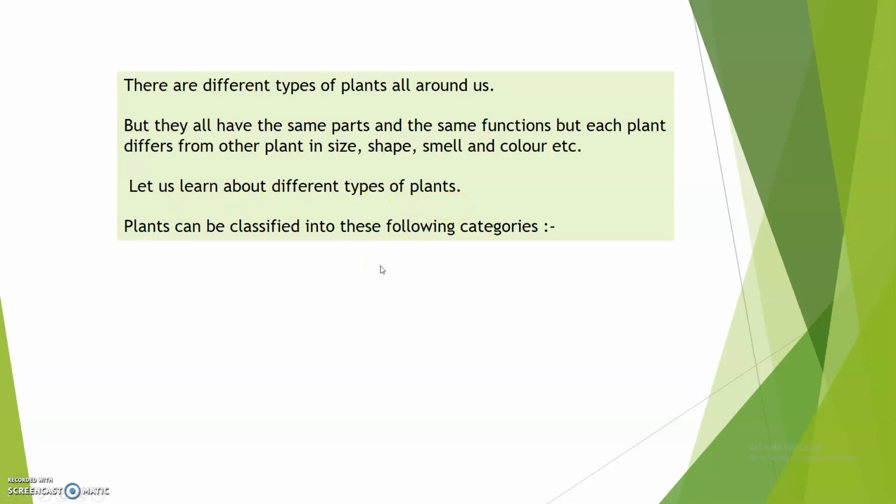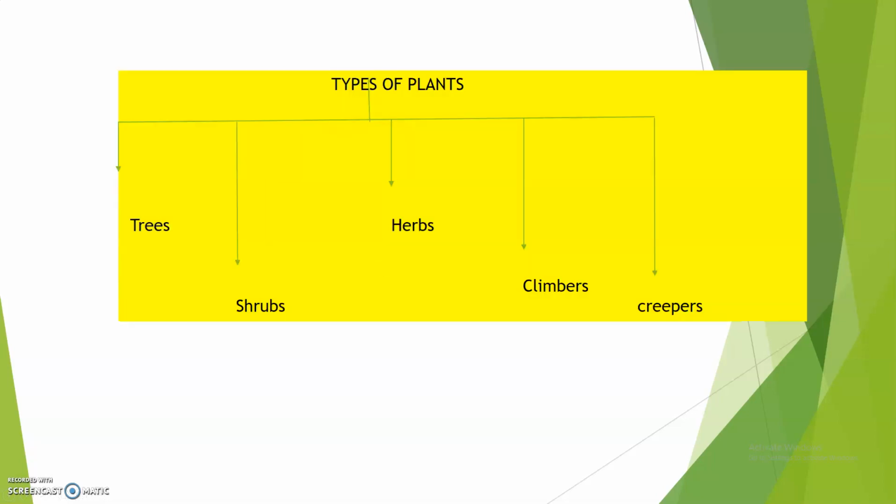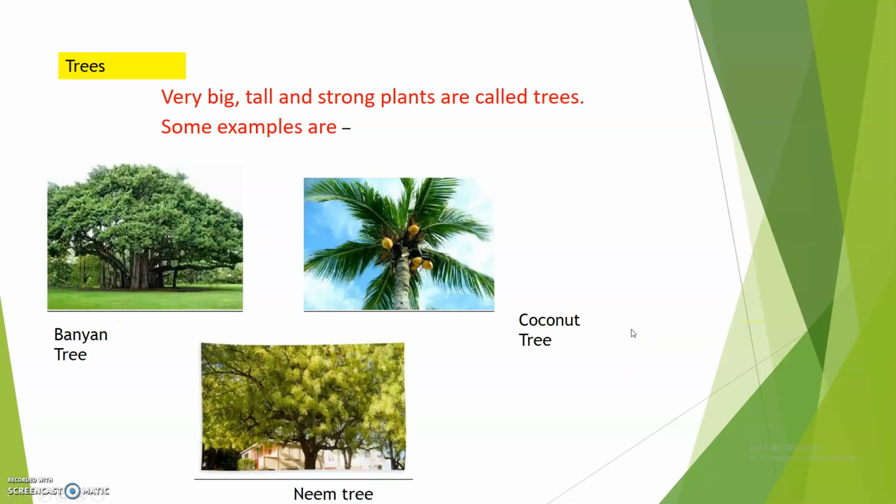Plants can be classified into the following categories. The very first category is tree, then shrubs, herbs, climbers and creepers. These are all examples of trees. Very big, tall. Can you see? It's very big. Similarly, this one is also very big. Neem tree is also very big. They all are very tall and they are very strong.